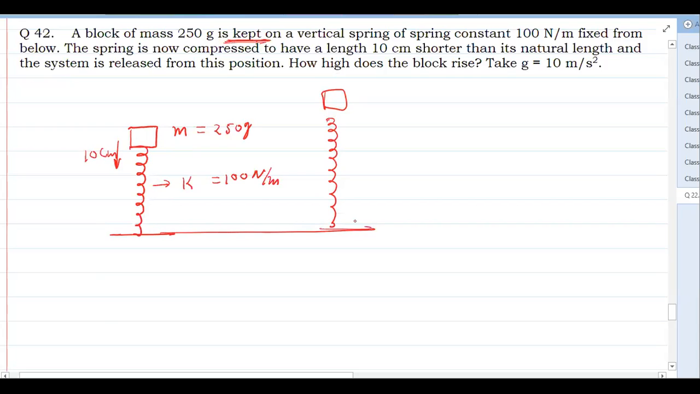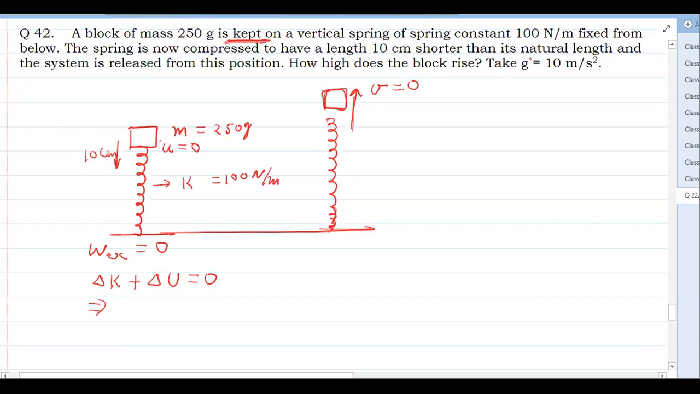Okay, so we write the energy for this situation. We have only two forces, gravitation and spring force, no external force. So work done by external force is 0. So change of kinetic energy plus change of potential energy will be equal to 0. Initially it is compressed and released, and at the highest point again it will come to rest, so again the velocity will become 0.